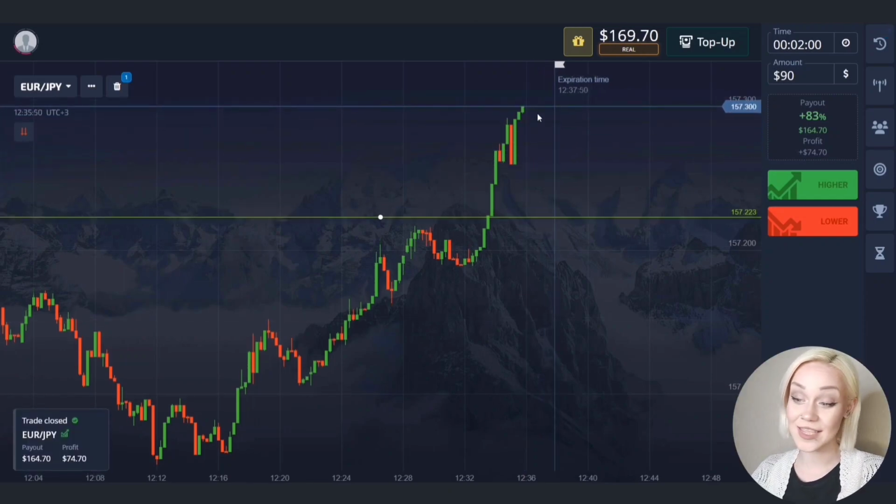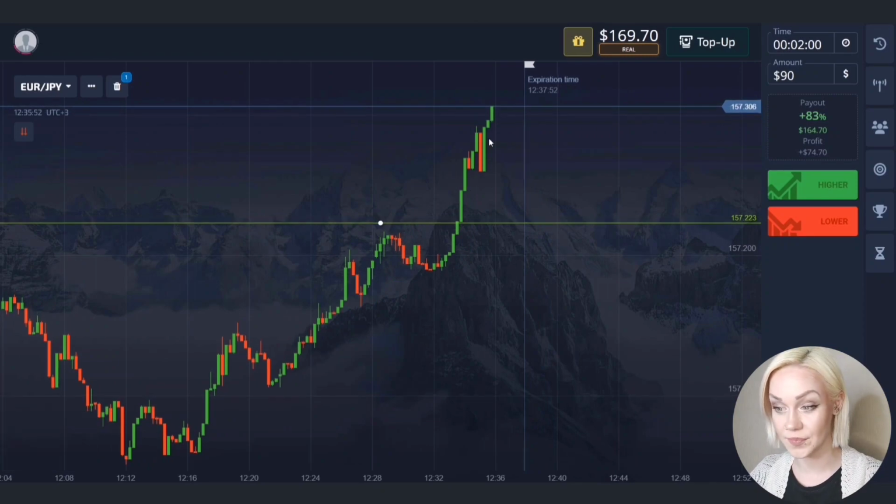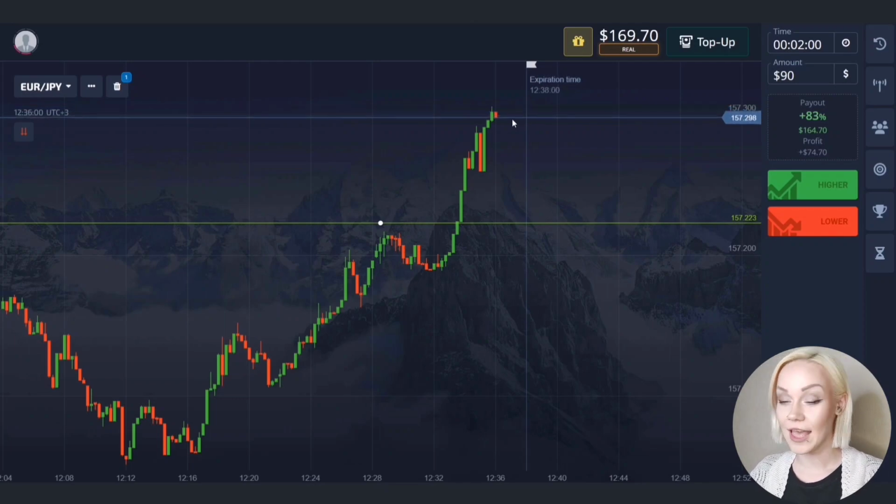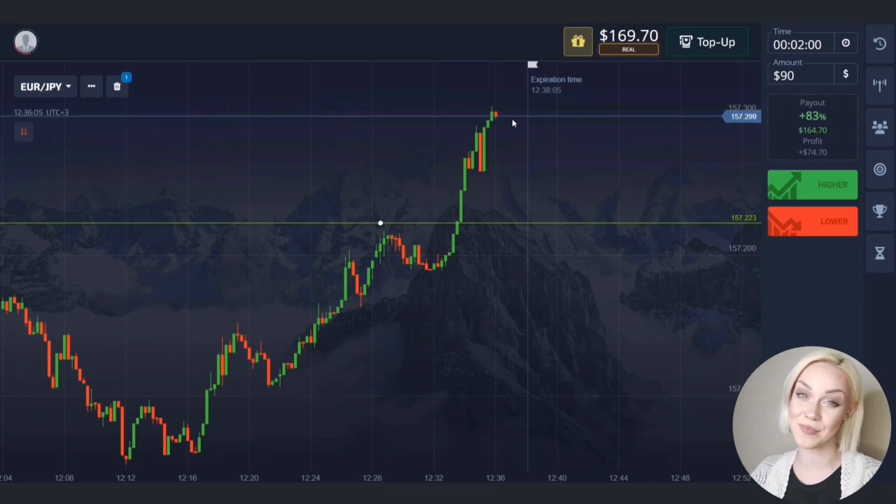Well, great. As you can see, this level was broken through. Here we get a good profit. 2 minutes in this case was enough for us. The price has a really great potential for a raise. Everything is going great, so let's continue and find the next entry point.